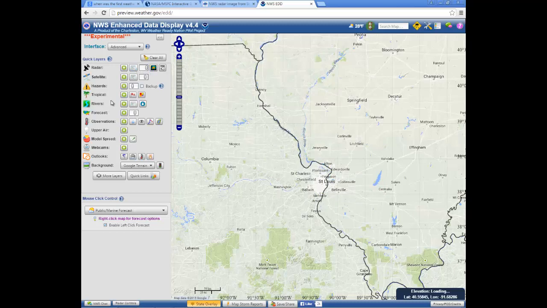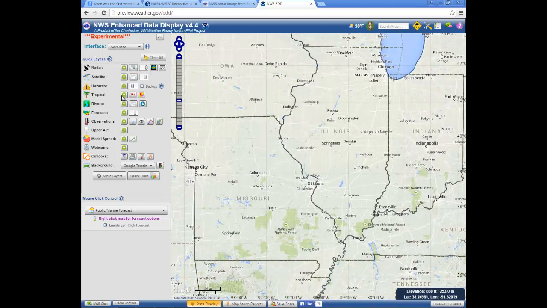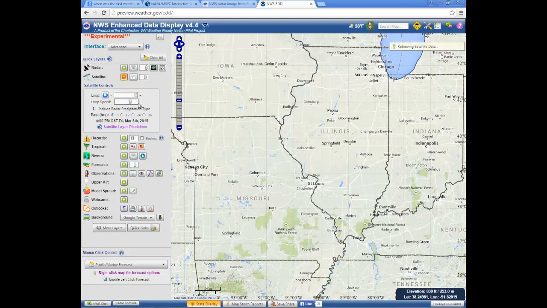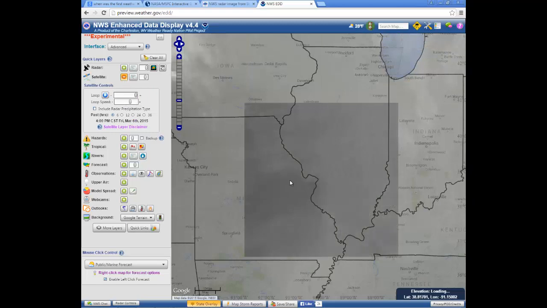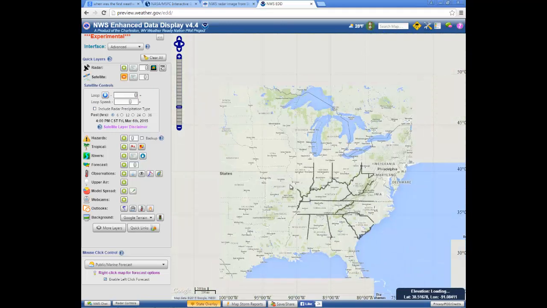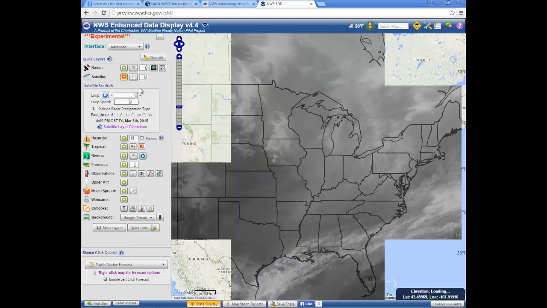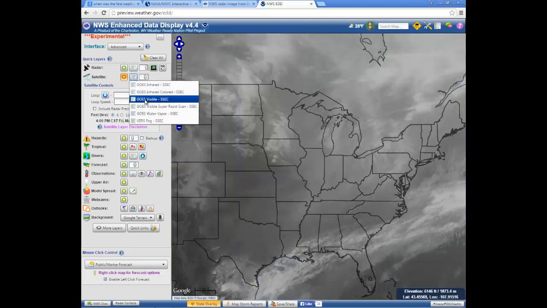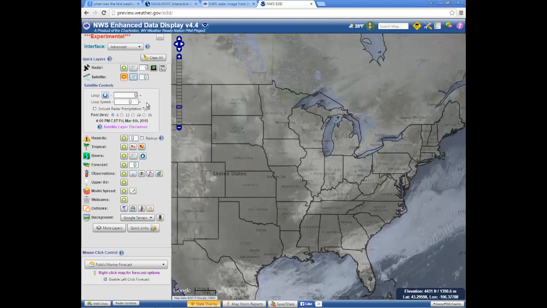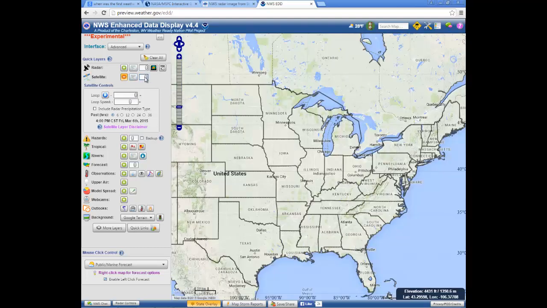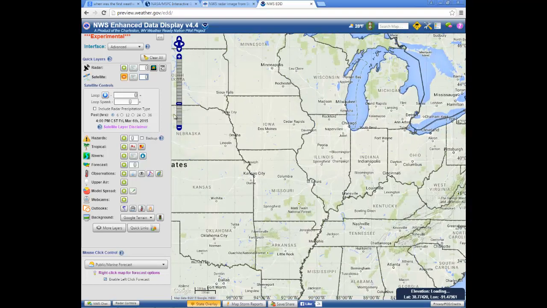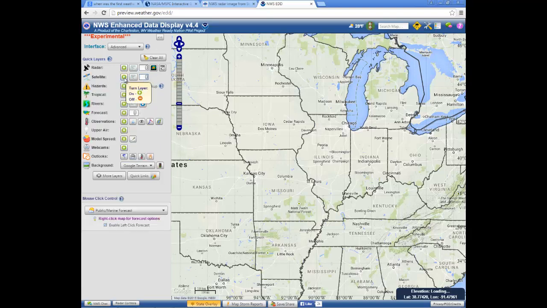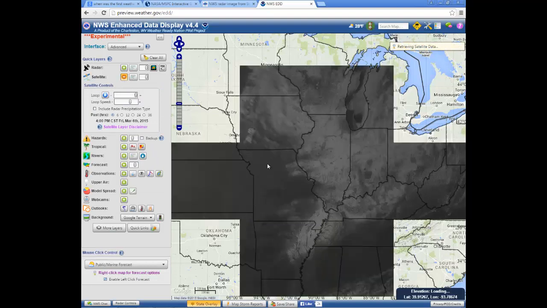Now you can do all kinds of good stuff with this besides just radar. If you want to, you can look at satellite data. I'll go ahead and turn that on. It defaults to an infrared satellite picture, but you can change it over to visible. So there you go, there's your visible. Change the opacity of the visible satellite there. It doesn't seem to want to work for me. Right, there we go.